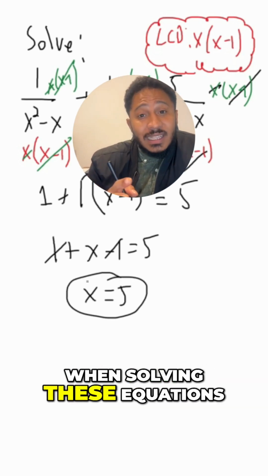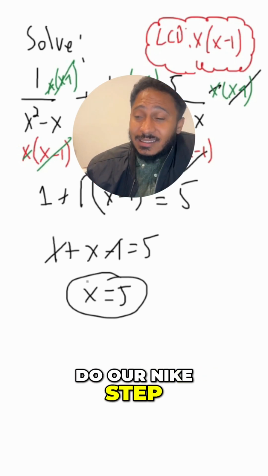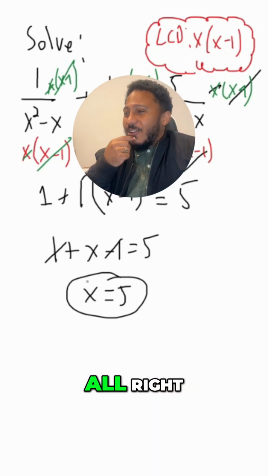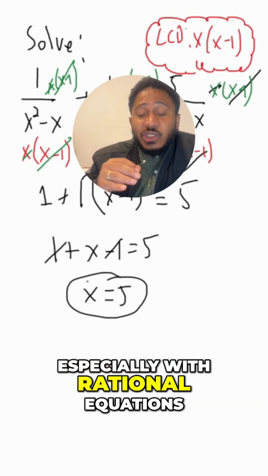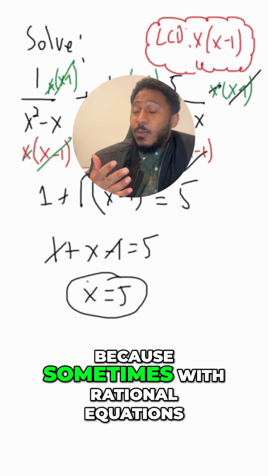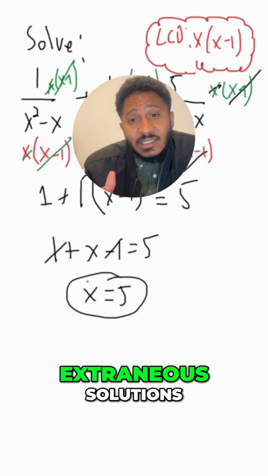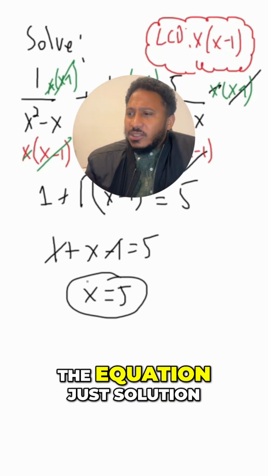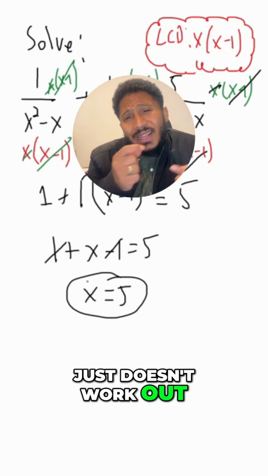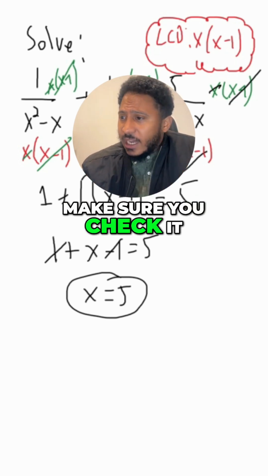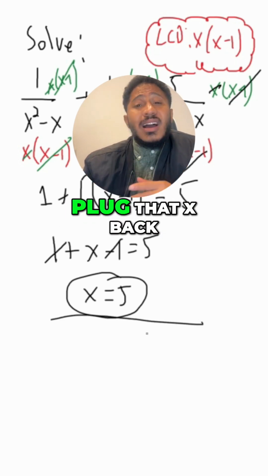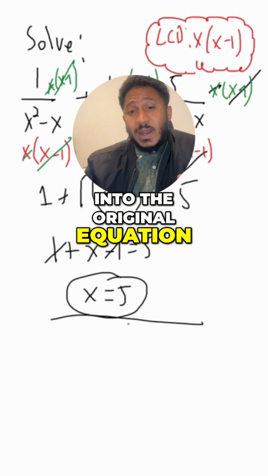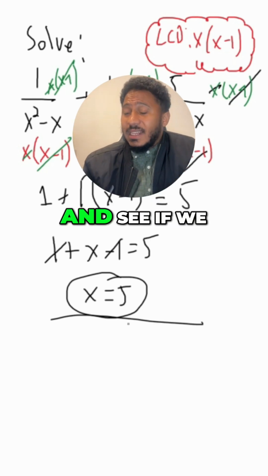Now, when solving these equations, we definitely have to do our Nike step, which is called the check step, okay? Especially with rational equations, because sometimes with rational equations, we get what's called extraneous solutions, meaning though we did all the algebra properly, the equation solution just doesn't work out in that equation. So let's check it. Make sure you check it, okay? And how do we check it? Plug that x back into the original equation for all the x's and see if we get a true statement.